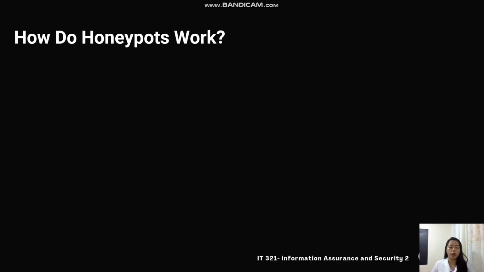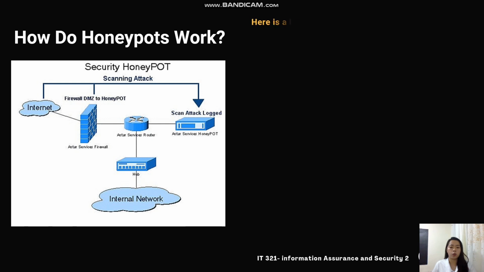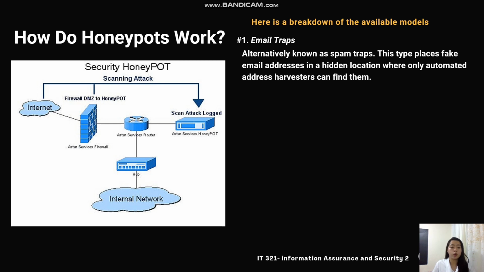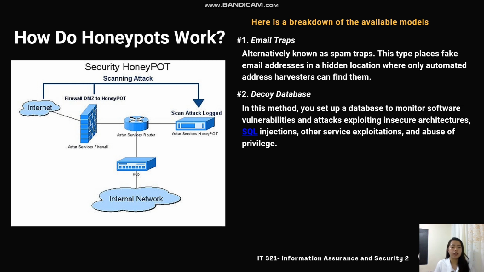So, how do honeypots work? Here is how honeypots work. And here is a breakdown of the available models of honeypots. First is the email traps. Email traps are alternatively known as spam traps. This type places fake email addresses in a hidden location where only automated address harvesters can find them. Second is the decoy database. In this method, you set up a database to monitor software vulnerabilities and attacks, exploiting insecure architectures, SQL injections, other service exploitations, and abuse of privilege.